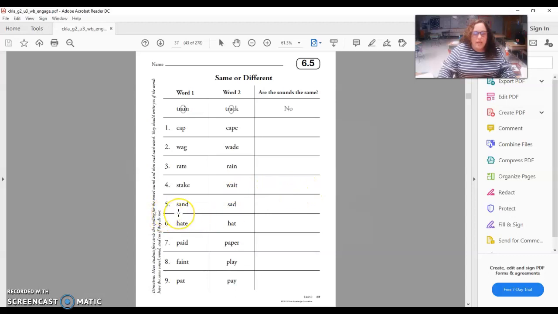Number four, stake, weight. Right, yes or no? Number five, sand, sad. Yes or no? Number six, hate, hat. Yes or no?